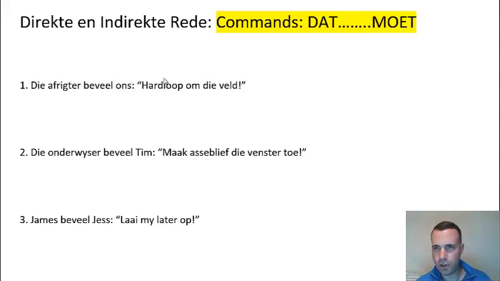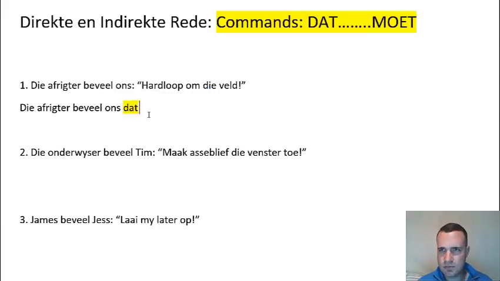If we put in the dat, the verb is going to move to the end, like with the other rules. But notice now where you put the moet. Moet is a helping verb, so there's only one place that it can go. Let's think about this logically. Die afrigter beveel ons dat ons om die veld hardloop. Now hardloop is the verb that goes to the end.